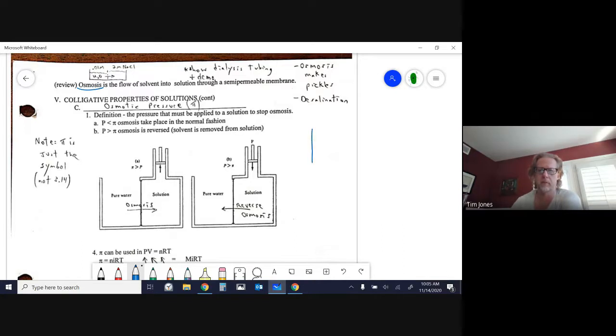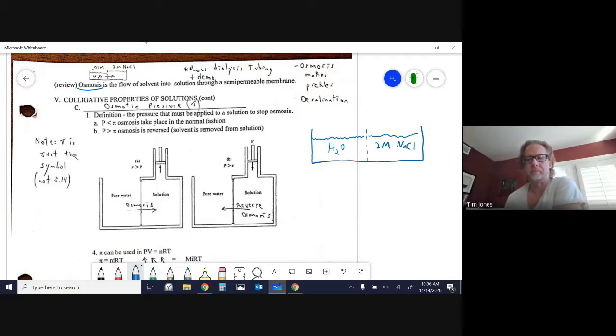Let's say you had a container, and you put a membrane in the middle called a semi-permeable membrane. That means that certain things can pass through and other things can't. And let's say that we just put pure water over here, and we put some sort of solution on the other side. So over here, I'll copy my picture up there. Let's put 2 molar sodium chloride. It's really strong for sodium chloride, but we'll just go with it.